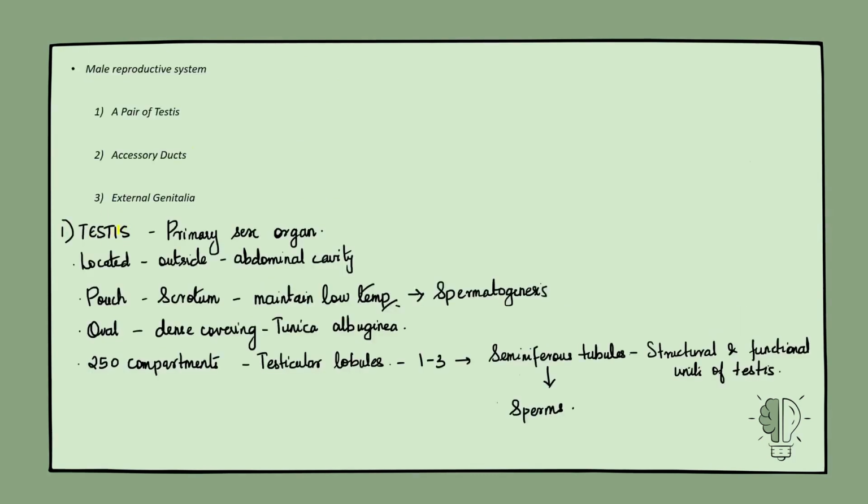Alright, so we've learned that testis is the primary sex organ in the male reproductive system. It is located outside the abdominal cavity. It lies within a pouch that is called scrotum that maintains low temperature required for the process of spermatogenesis. It is oval in shape and it is covered with a dense covering that is called tunica albuginea. Within the testis, there are 250 compartments which are called testicular lobules, and each testicular lobule contains a highly coiled structure that is called seminiferous tubules. And these seminiferous tubules produce sperms. Seminiferous tubules are the structural and functional units of testis.